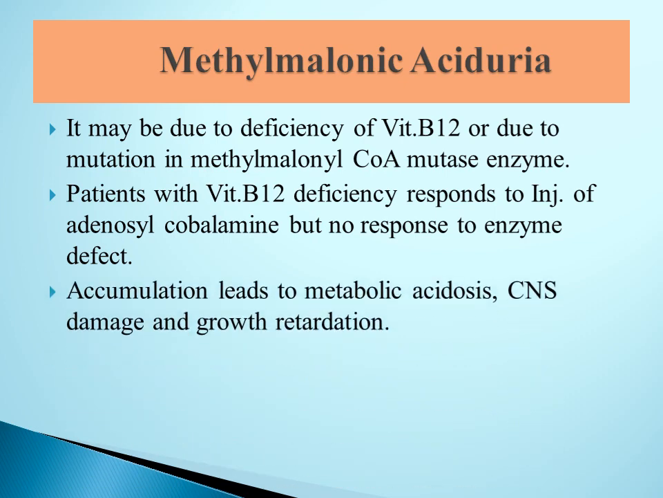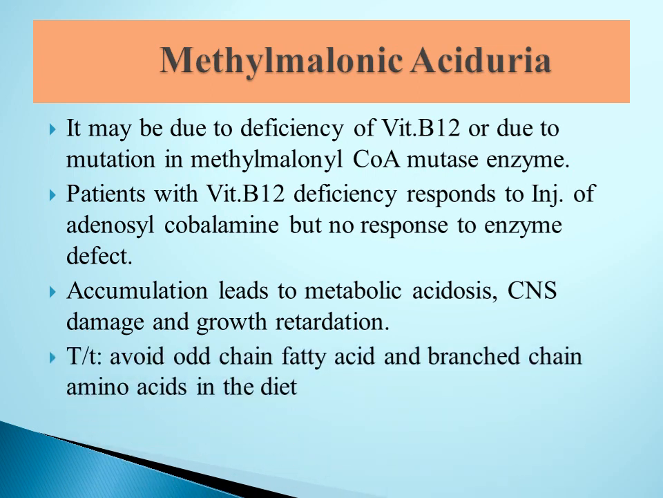In this defect, methylmalonic acid accumulates in tissues, and that leads to metabolic acidosis, damage to the central nervous system, and growth retardation. Treatment involves avoiding odd chain fatty acids and branched chain amino acids in the diet, because both are responsible for the formation of propionyl coenzyme A, and later its conversion to methylmalonic acid in the absence of vitamin B12 and methylmalonyl coenzyme A mutase enzyme.